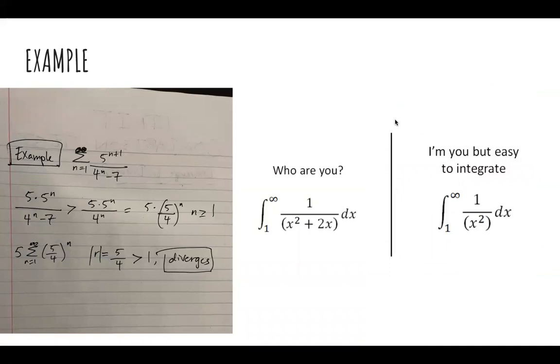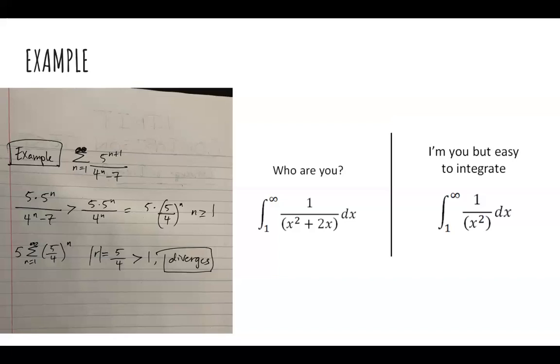Let's do one more example here. So we have the sum from n equals 1 to infinity of 5 to the power of n plus 1 over 4 to the power of n minus 7. To convert this into something that we know, it is 5 times 5 to the power of n over 4 to the power of n minus 7, which is greater than, if we take out the constant of 7, 5 times 5 to the power of n over 4 to the power of n. Then as we move the 5 to the front, we just have 5 times 5 over 4 to the power of n, for all n greater or equal to 1.